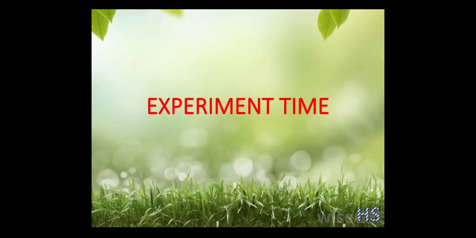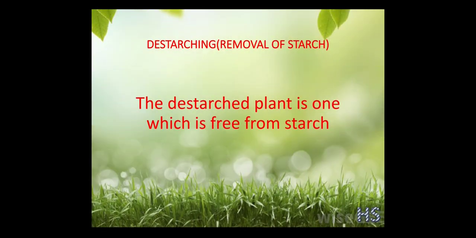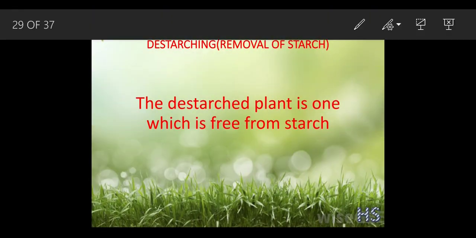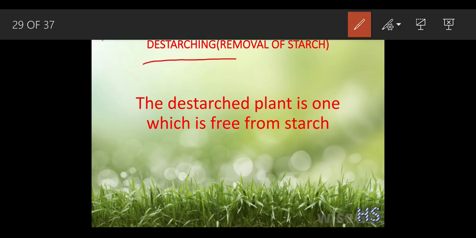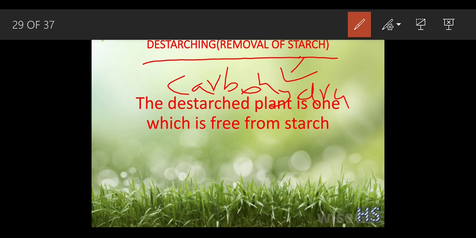Now experiment time. So we have studied photosynthesis, the different processes and all. Now we are going to learn about the experiment. The first concept, you should understand it perfectly, because a lot of questions have been asked from this part only. Destarching of leaf. Destarch, that is removal of starch. What do you mean by starch? It's a type of carbohydrate which is insoluble in nature, which plants store during the night time.